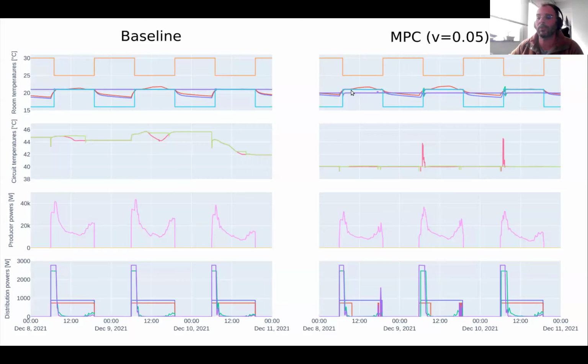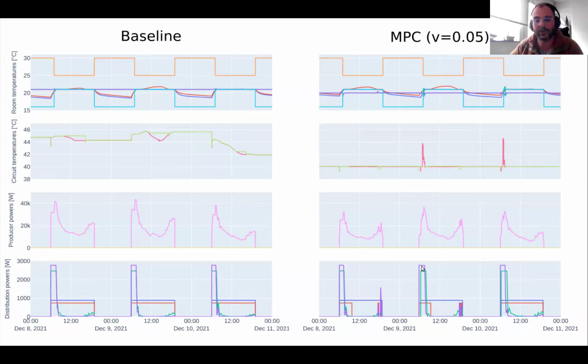Even if it's putting some cooling into the building, it prefers to use this 20 degrees. And something that also gets some savings is just deactivating the circuits when we don't really need them here. We can see also here that the MPC can select two different preconditioning times.